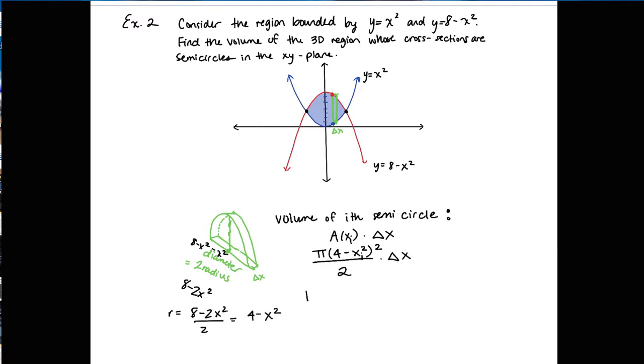So then the Riemann sum. Okay, remember you have n slices. Your index ranges from 0 to the last slice you'll make. And then you have the area function, pi times 4 minus x sub i squared, quantity squared, over 2, and then delta x. And that gives you your approximate volume. And then your exact volume.